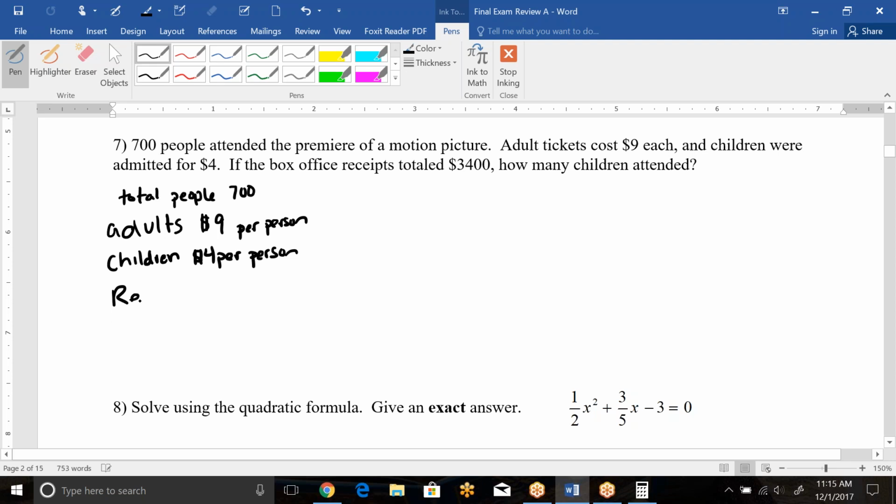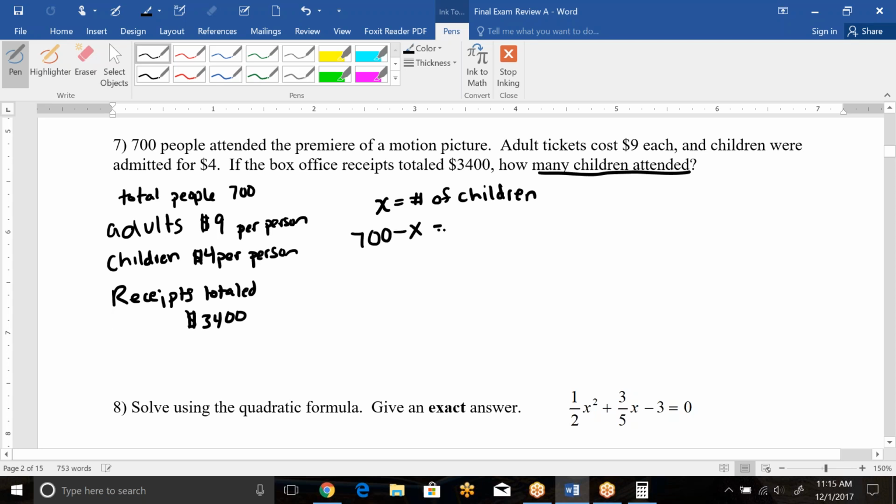and their receipts totaled $3,400. Okay, so what happens is we need to write adults and children in terms of a variable because we don't know how many of each we have. And since we're looking for how many children attended, I'm going to let X be the number of children. That means that since 700 people attended the event, 700 minus all of the kids should be the number of adults because we don't have any other types of people.